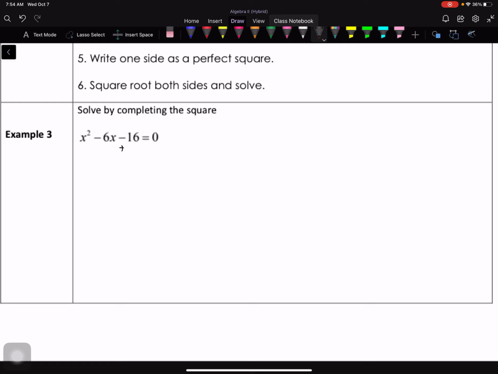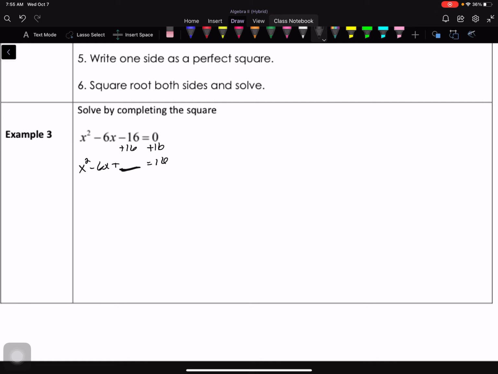It's kind of opposite of what we normally do when we solve equations. We want a, b, and c usually on the same side, and then we can use the quadratic formula or something like that. In this case, we want c on the other side, so we're going to add 16. We're left with x squared minus 6x, plus blank, because I'm going to complete the square, equals 16.